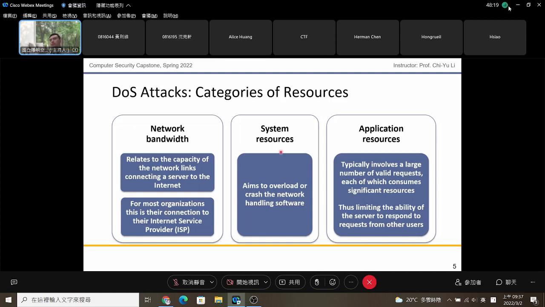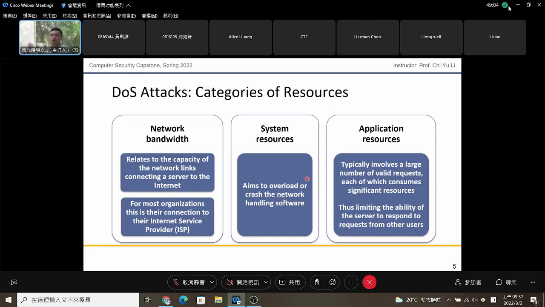The second is system resources, related to, for example, the disk, memory, or CPU. Attackers can overload or crash the network handling software. Network handling software means, for example, the TCP protocol stack. Later on, we will introduce, for example, how we can generate a lot of SYN packets so that the TCP server is not able to accept more requests, so that it suffers from denial of service.